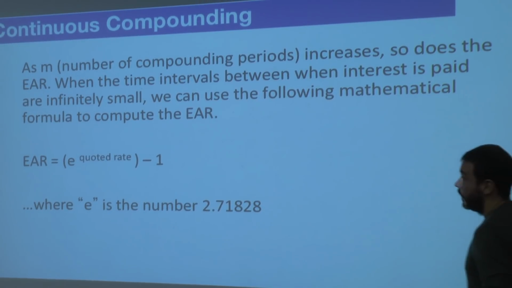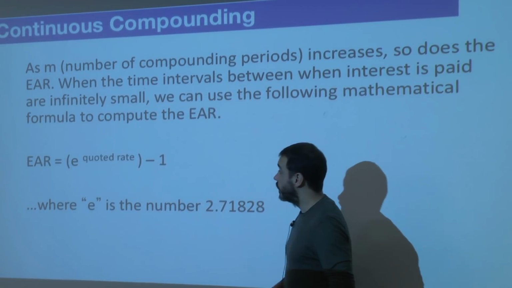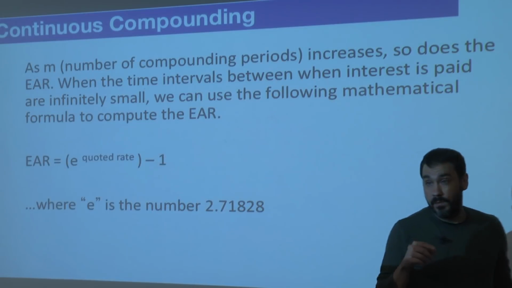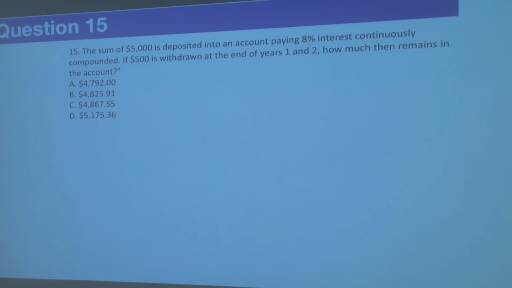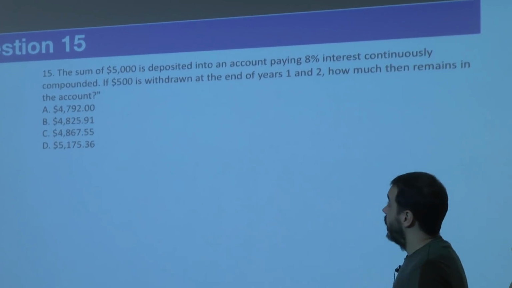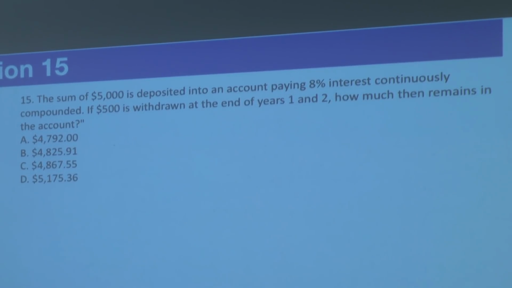Continuous compounding, you need to know how to compute it. It's just e to the power of the quoted rate minus 1. So a sum of $5,000 is deposited into an account paying 8% interest continuously compounded. If $500 is withdrawn at the end of year 1 and 2, how much then remains in the account?